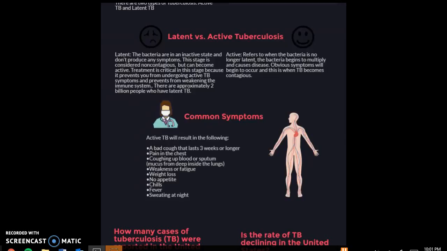So this format allows the reader to digest the information in an easier manner than giving statistics on the disease and information they're not familiar with.